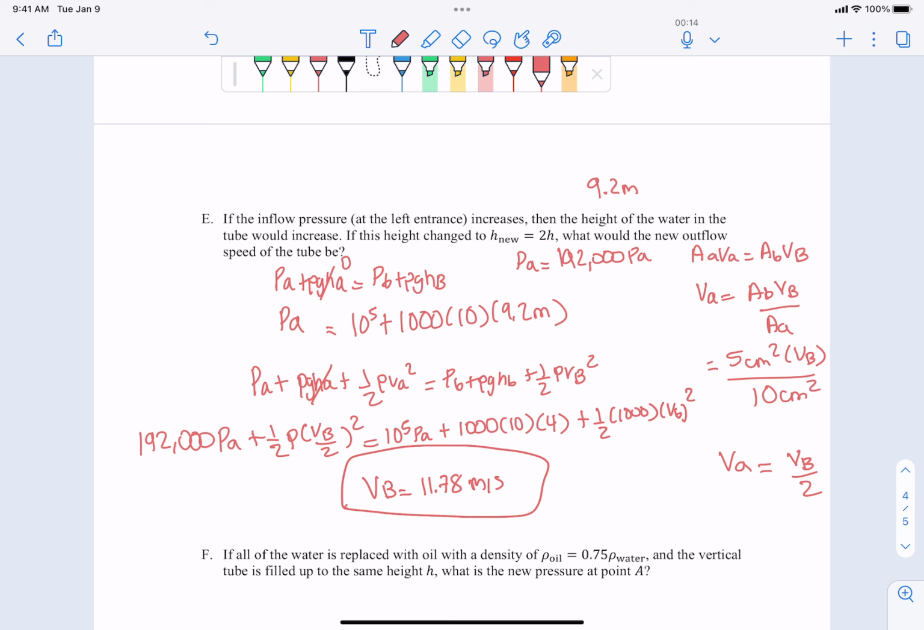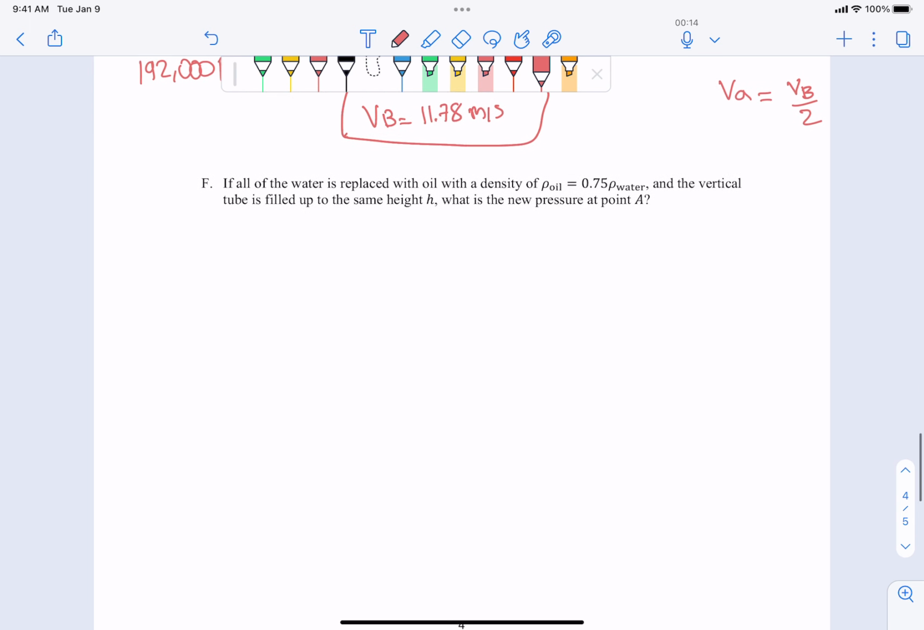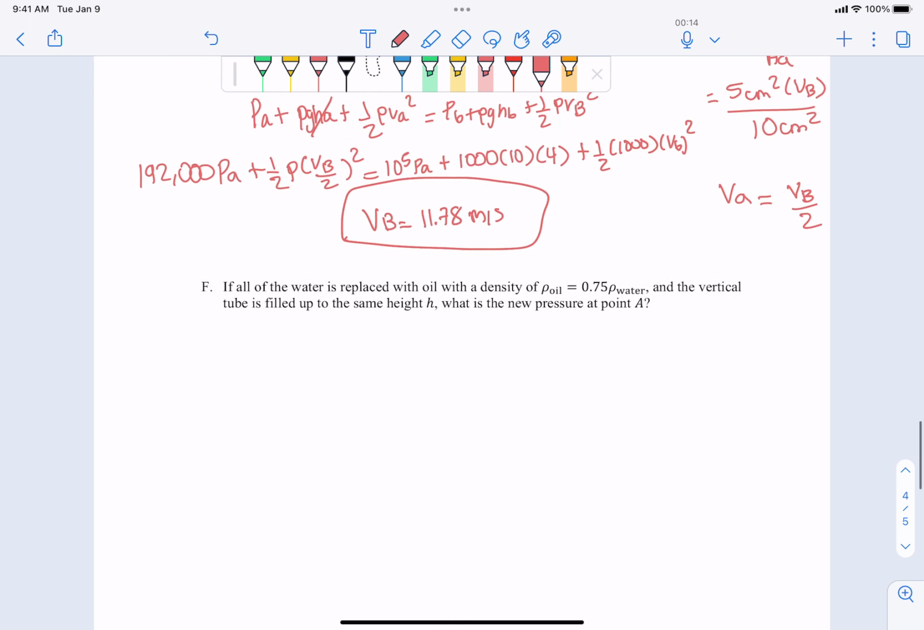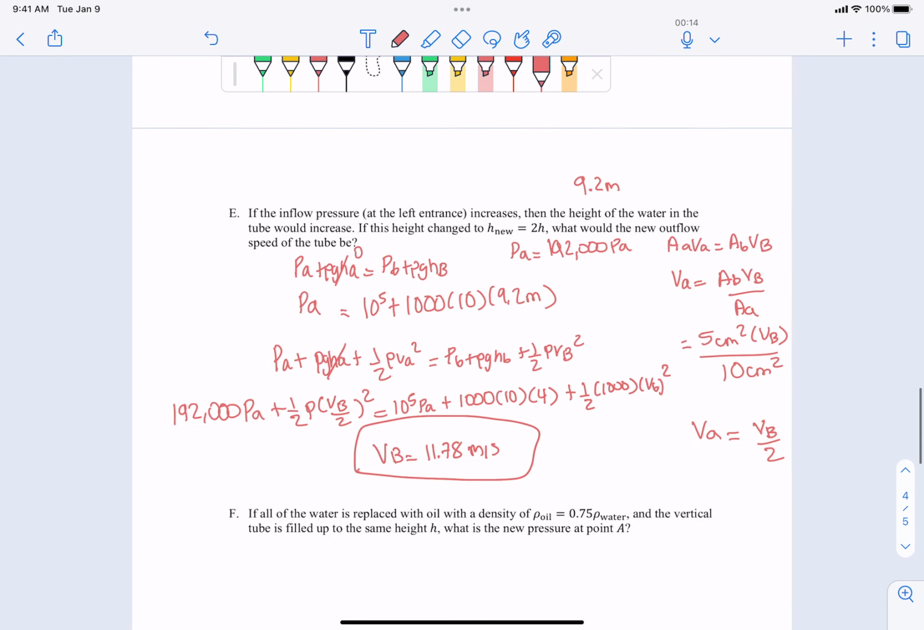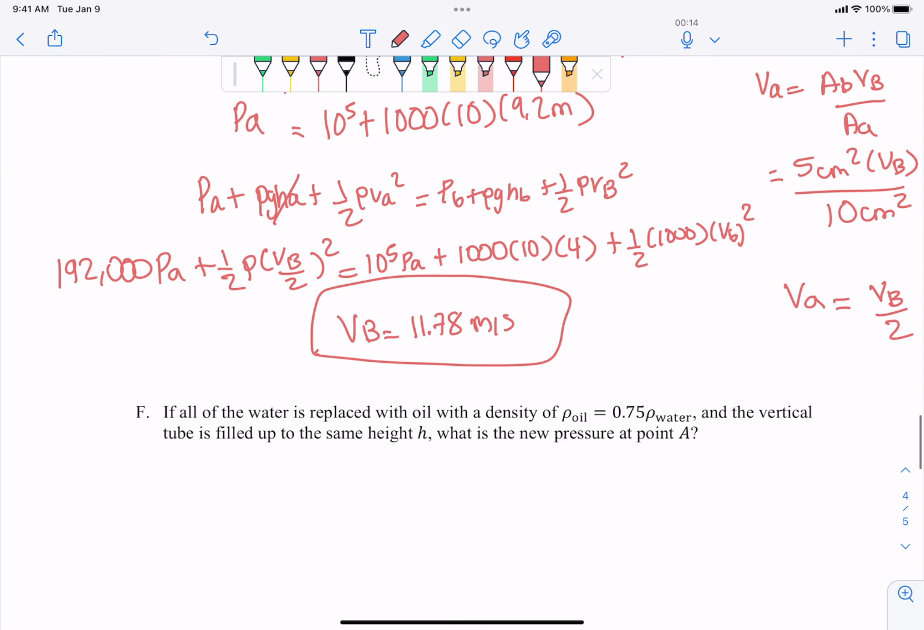But yeah, does that make sense for part E? Okay, cool. Any questions at all? Because I know that was kind of a multi-step process, and it might have been hard to follow. But yeah, if there aren't any other questions about part E, we can move on to part F, and wrap it up for the night.